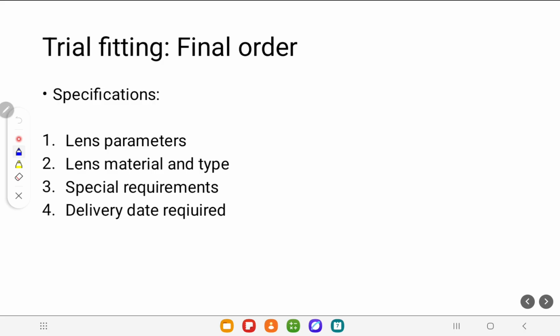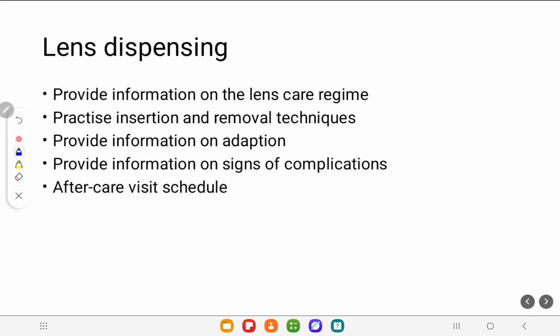So trial fitting, final order, what are the things that we want? We want lens parameters, which is centrally important, lens material and type, specific requirements, delivery date required. So lens dispensing: provide information on care regimes. We will definitely talk about that in the next videos. Practice insertion and removal technique, that's centrally important.